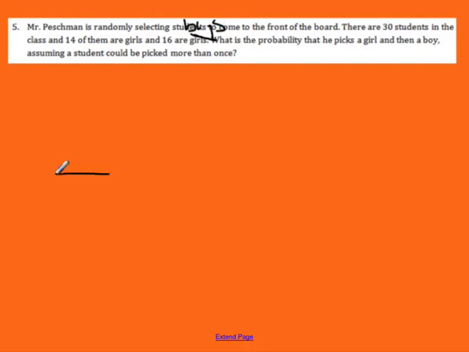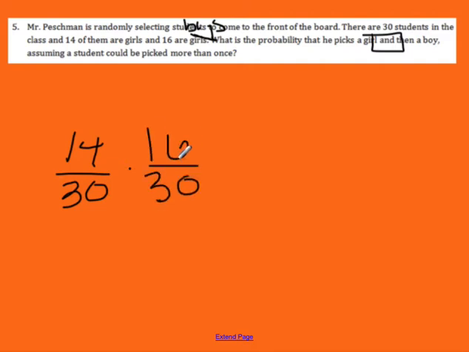If we do 16 plus 14, that's going to be 30. So there are 30 total students, and 14 of them are girls. They're going to come up to the board, do their thing, and then we're going to come back, so we're going to multiply. Now that person sits down, so there's still 30 total students that could come back up to the board. Now we want to find the probability of it being a boy. There's 16 of the 30 that are boys. So now we're going to multiply across. 14 times 16 is 224.